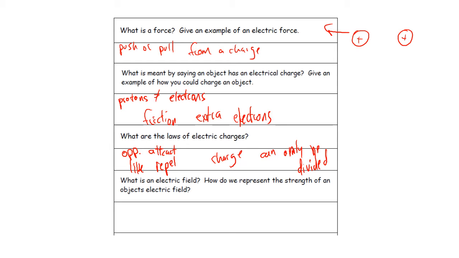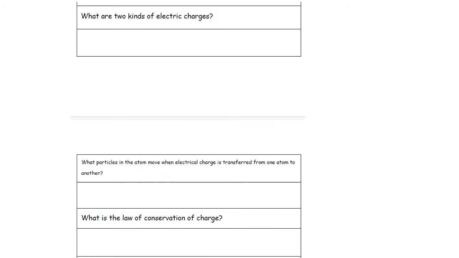What's an electric field? An area, technically it's volume, but whatever, that makes an electrical force. How do we represent the strength of an area? With arrows. The more arrows, the stronger the field because you're closer. What are the two kinds? Tricky stuff. Positive, negative. What particles of the atom move when an electrical charge is transferred from one atom to another? Electrons. Protons don't ever move.